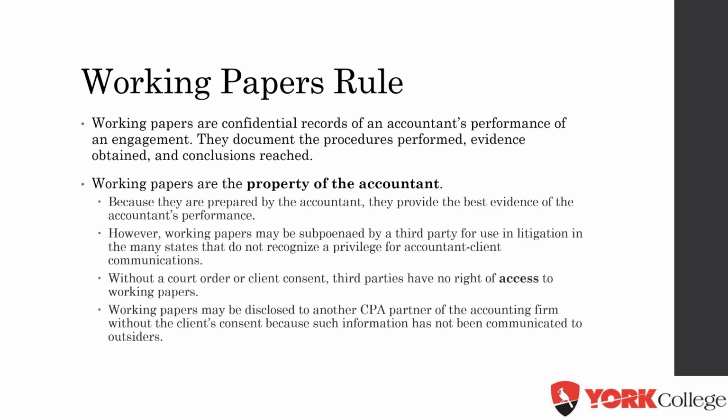And these working papers usually cannot be accessed by third parties without at least a court order or client consent. But they can be subpoenaed by a third party for use in litigation in the states that don't recognize the privilege of accountant-client communications. And lastly, working papers may be disclosed to another CPA partner of the accounting firm of that CPA without the client's consent, because usually that information isn't even communicated to outsiders and it's internal.